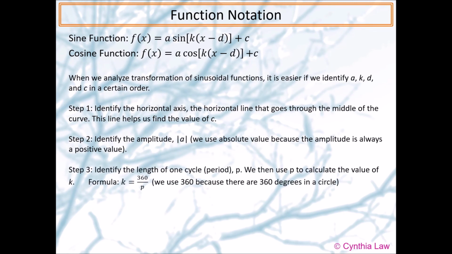Step 3. Identify the length of one cycle, which is called the period, using the letter p. We then use p to calculate the value of k. The formula is k = 360 over p. We use 360 because there are 360 degrees in one circle.